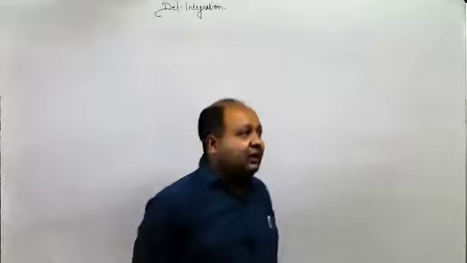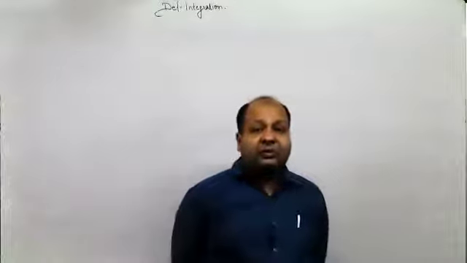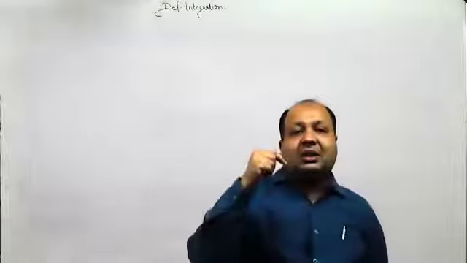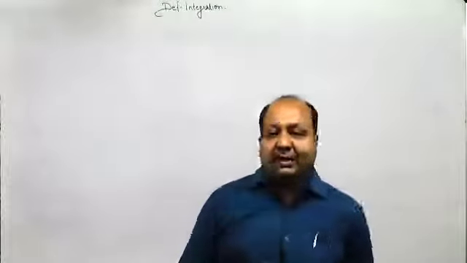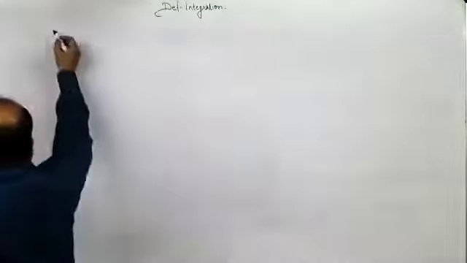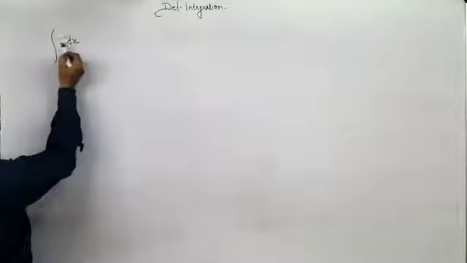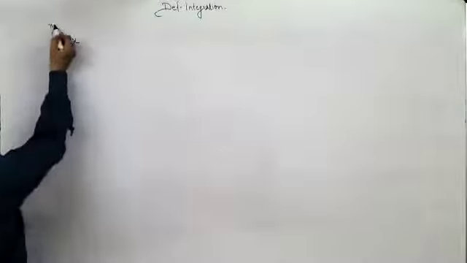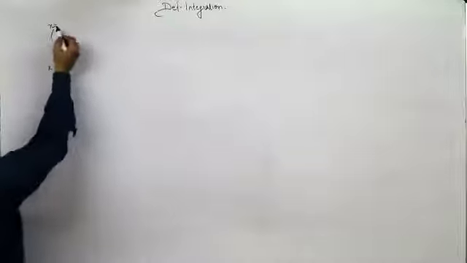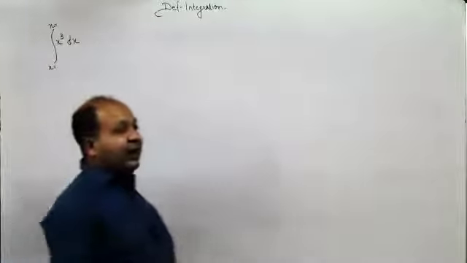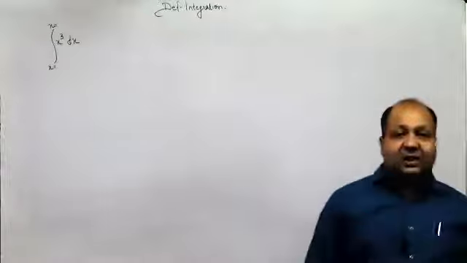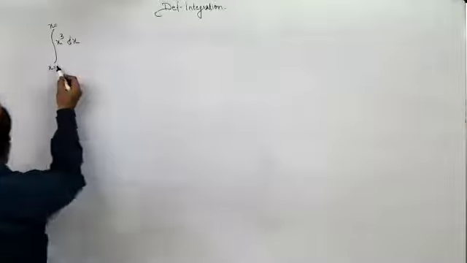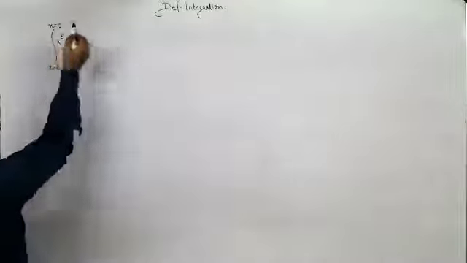I repeat it. First step, first you should remember that the limits depend on the differential part. That means if I write here dx, limit would be in terms of x. If I write here dy, limit would be in terms of y. If I write here dz, limit would be in terms of z. Then this is called the lower limit and this is called the upper limit.